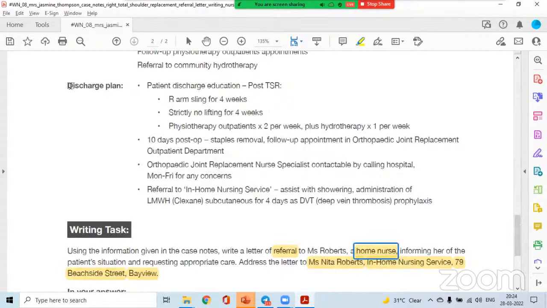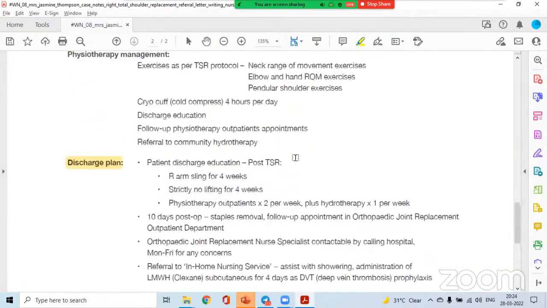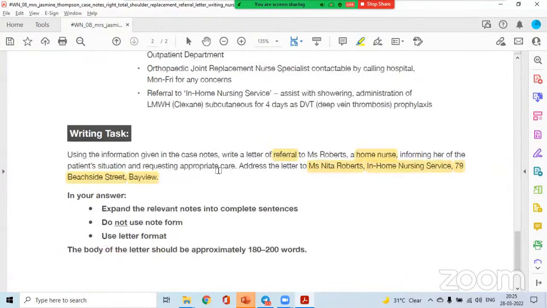And next one. So this is a discharge plan, which is very important. Okay, right. And what are the expectations? Appropriate care. Informing about the patient situation. You have to give everything related to the patient situation, whatever is necessary. So you are writing to the in-home nursing service. Remember that.